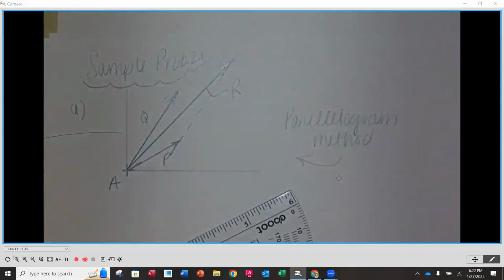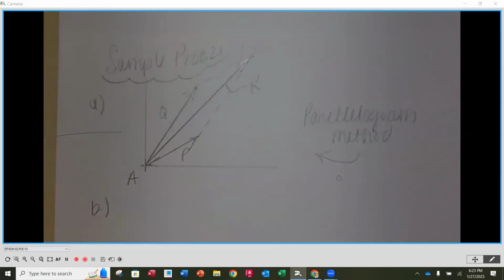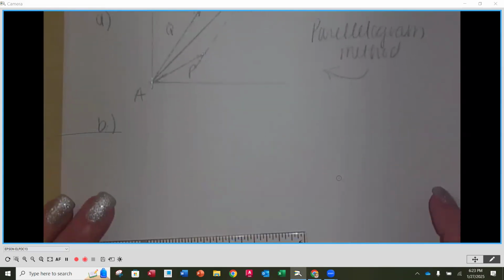That's our resultant. Now again, if we were using the graphical method to find the magnitude and direction, we would actually measure the length, but we're not going to. Graphicals are only going to be for process, just so you know. All right, so that's the parallelogram method. Now, the other way they want us to also show is the triangle method. So the next one is going to be the triangle method.